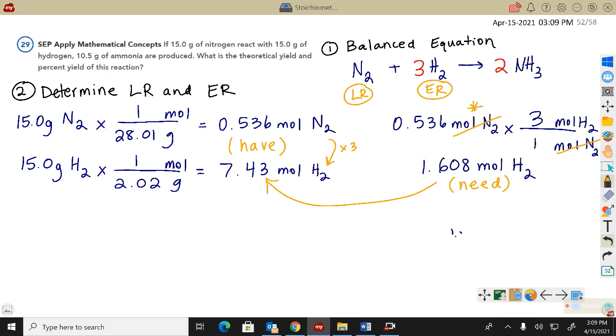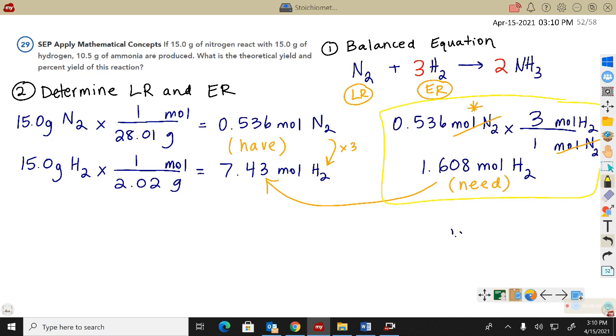Often we might be asked to determine the limiting reactant, and then it'll just say, justify your answer. Well, I have to show work for that gram to mole calculation. I'm going to have to convert my grams of each reactant into moles. But then this over here, maybe I don't need to always do that calculation.